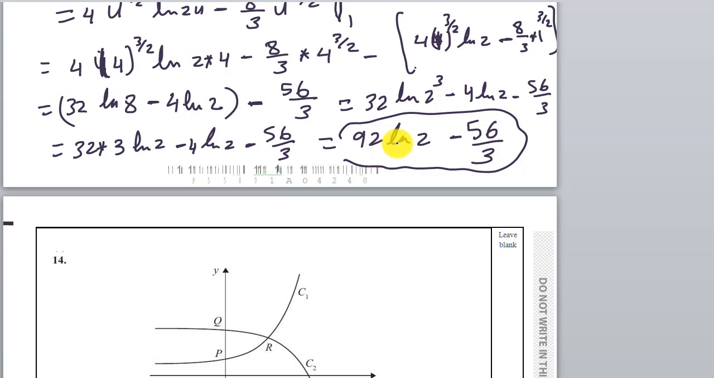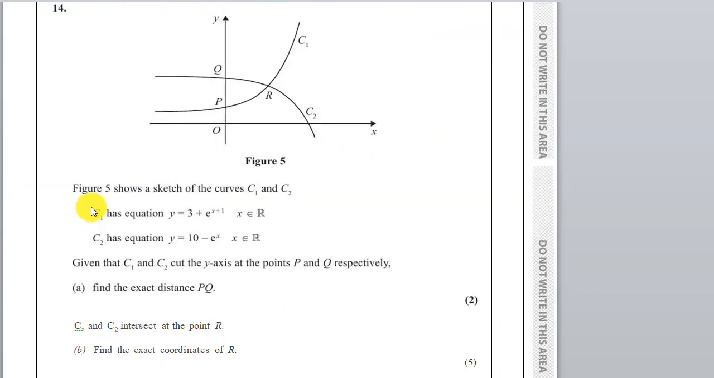Okay, let us start the last question. Figure 5 shows a sketch of the curves C1 and C2. C1 has equation y equal to 3 plus e^(x+1). C2 has equation y equal to 10 minus e^(x). Given that C1 and C2 cut the y-axis at points B and Q respectively, find the exact distance BQ.